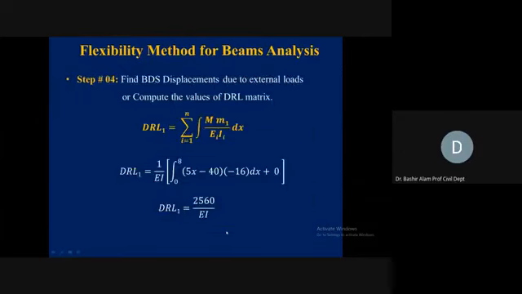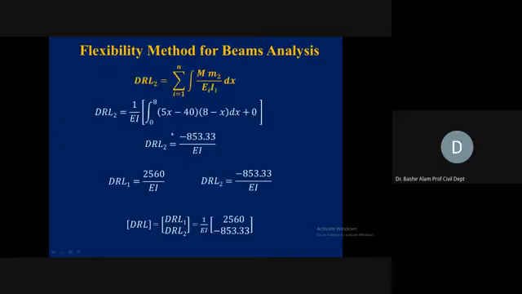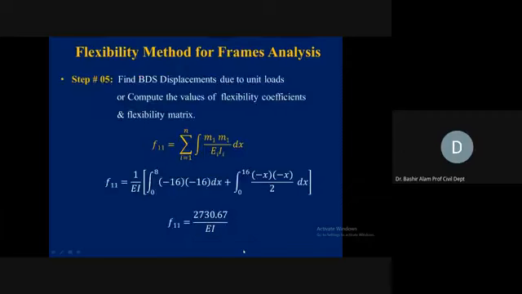DRL1 and DRL2 we calculate. Now DRL1 is again the integral of M M1 over EI dx. This is the contribution from member AB, and this is the contribution from member BC. DRL1 is 2560 over EI. DRL2, the contribution from member AB, and this is the contribution from BC, so DRL2 is calculated. For DRL1 and DRL2 here we write 1 over EI, and this is the value.